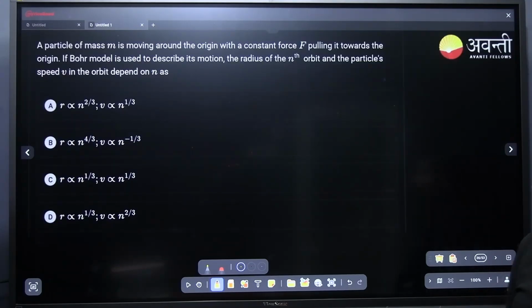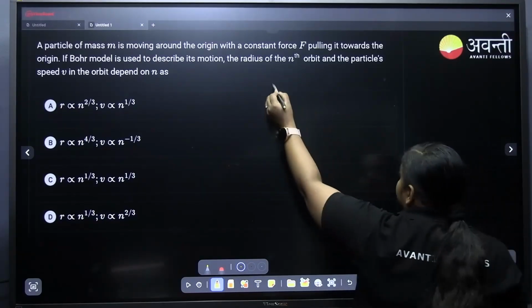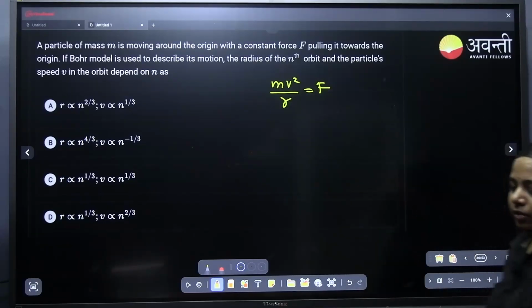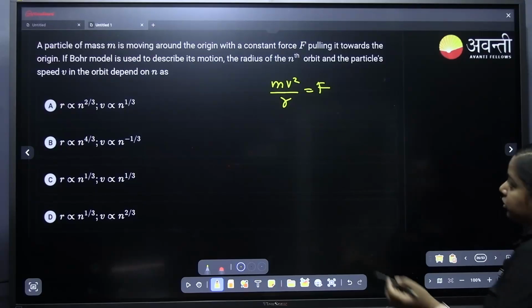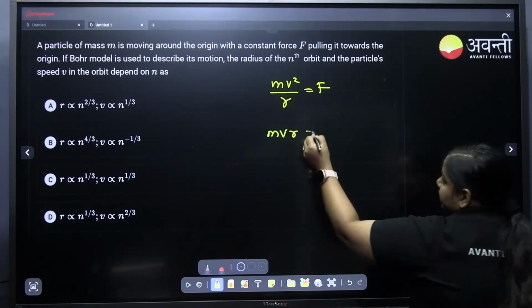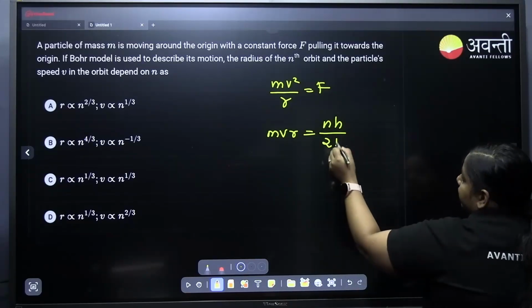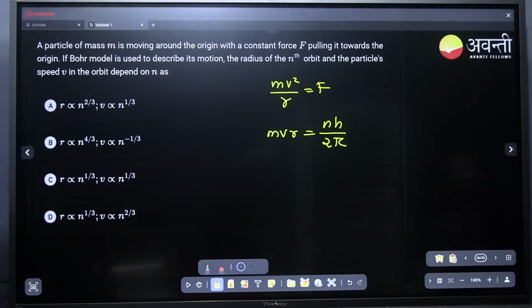A particle of mass m is moving around the origin with a constant force F, pulling it towards the origin. If Bohr model is used to describe its motion, radius of nth orbit and particle speed v in orbit depend on n as? So from here we get mv square by r equal to force F, right? And Bohr model is used, which means mvr is equal to nh by 2 pi.